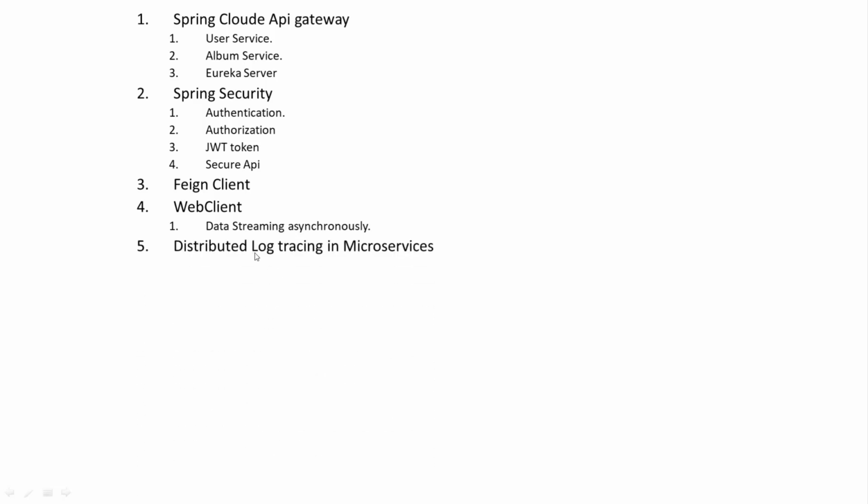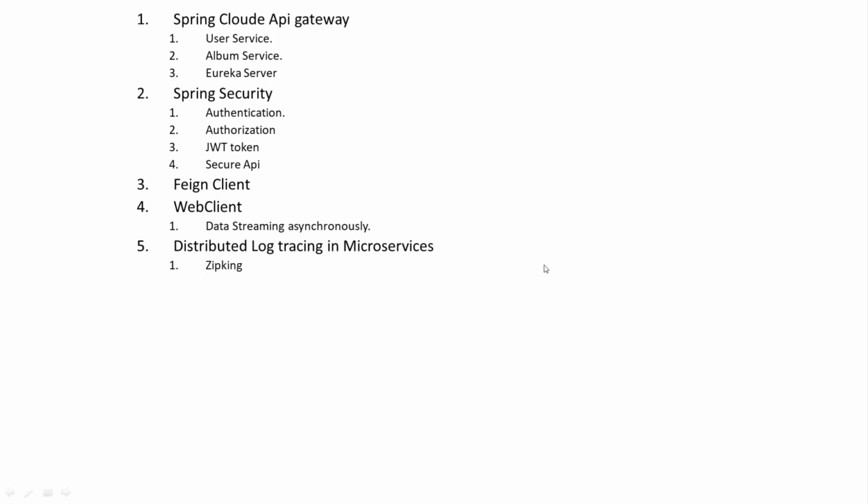We will integrate the distributed log tracing system. As we have these two microservices, the user microservice and album microservice, it is very difficult to track how the request goes from user microservice to album microservice. Because in production we have many microservices. Suppose we have 20 microservices, it is very difficult to track how this request is going through the multiple microservices. So we can track this request by using the distributed log tracing system.